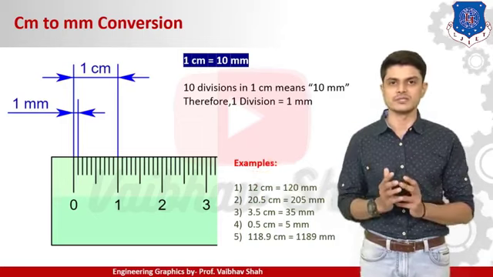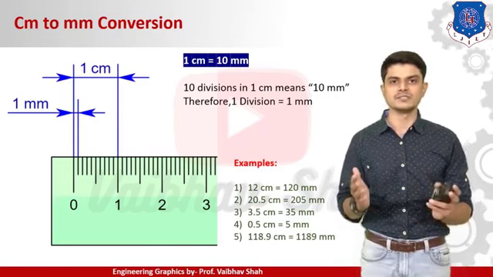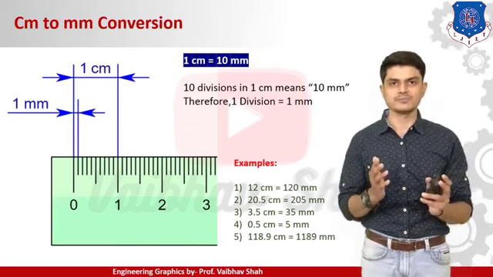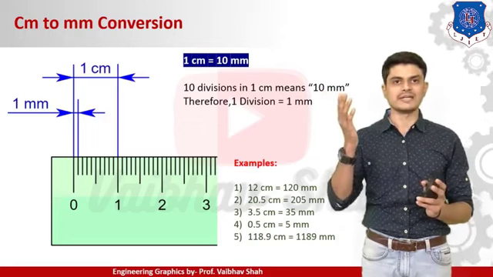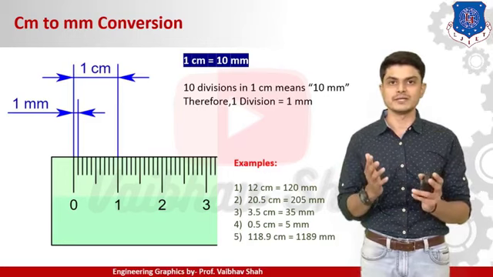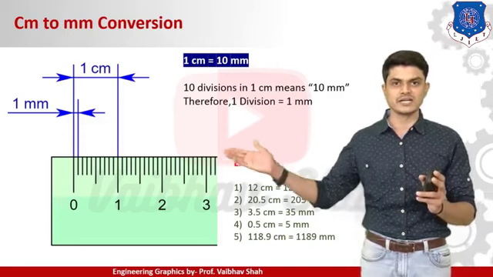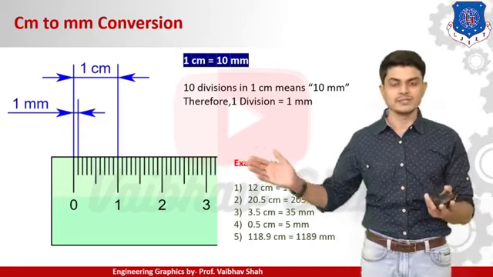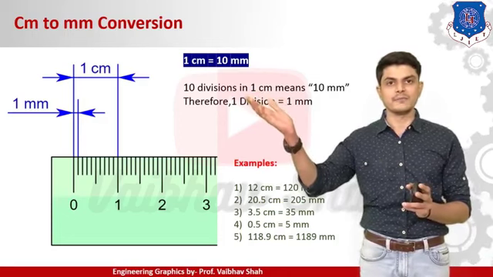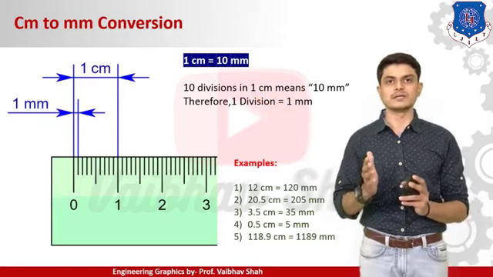So if I ask you one question, how many number of divisions are there between 0 to 1 centimeter? Then you will say, sir, 10 divisions, right? So 10 divisions are nothing but your 10 mm. That means a single division would be of 1 mm. So 1 centimeter contains 10 divisions, and 10 divisions are nothing but your 10 mm. That's why one single division would be of 1 mm. So now we have the conversion factor. 1 centimeter is equal to 10 mm, or you can say 10 divisions. So here is the conversion of your 1 centimeter to 10 mm.